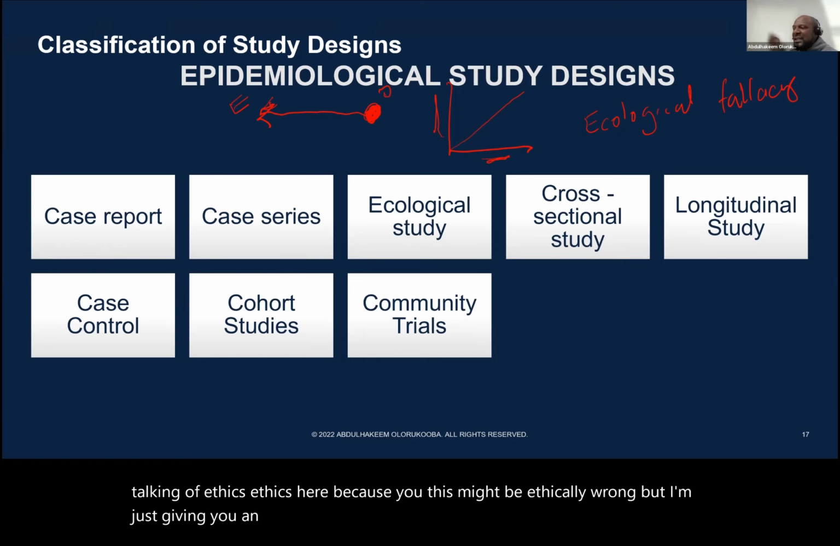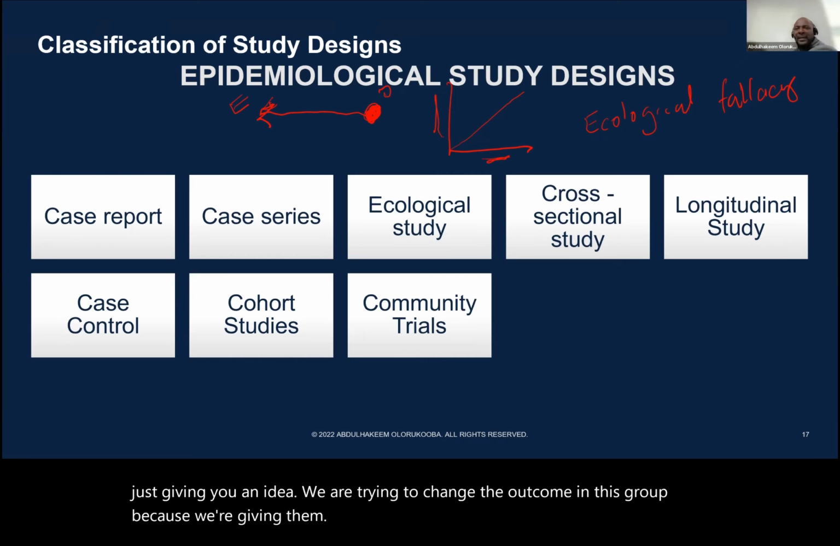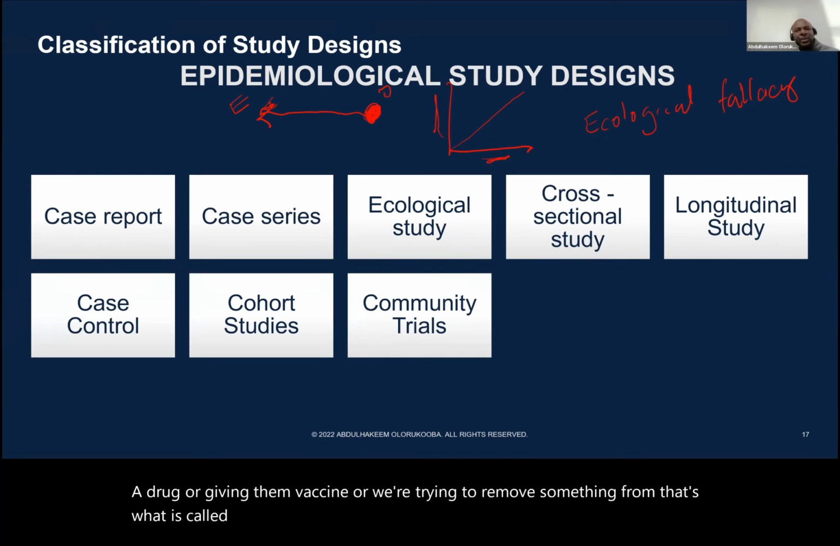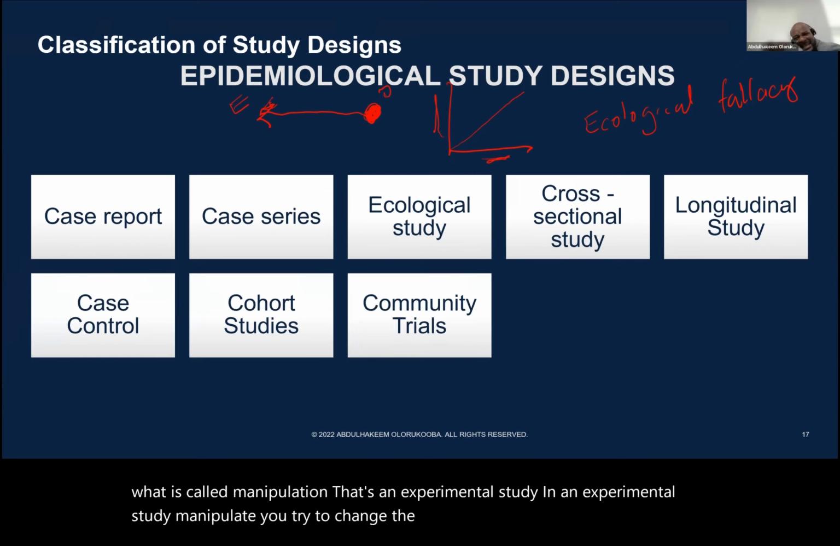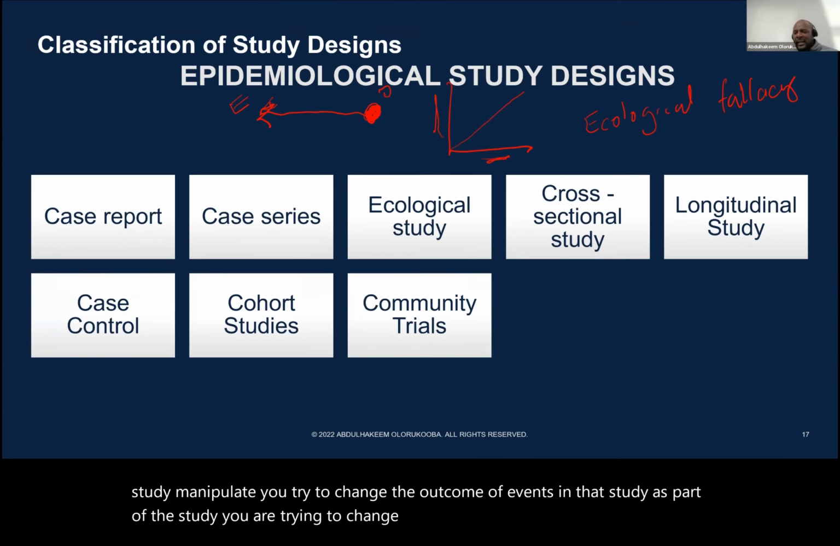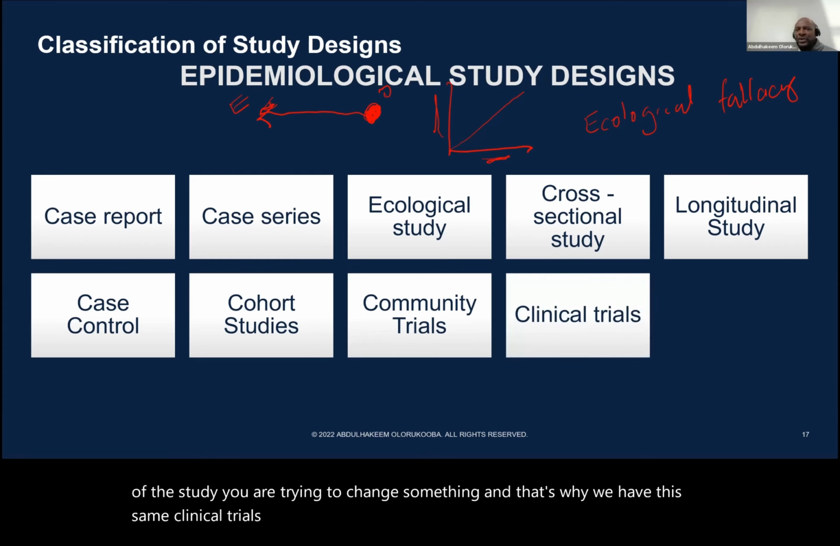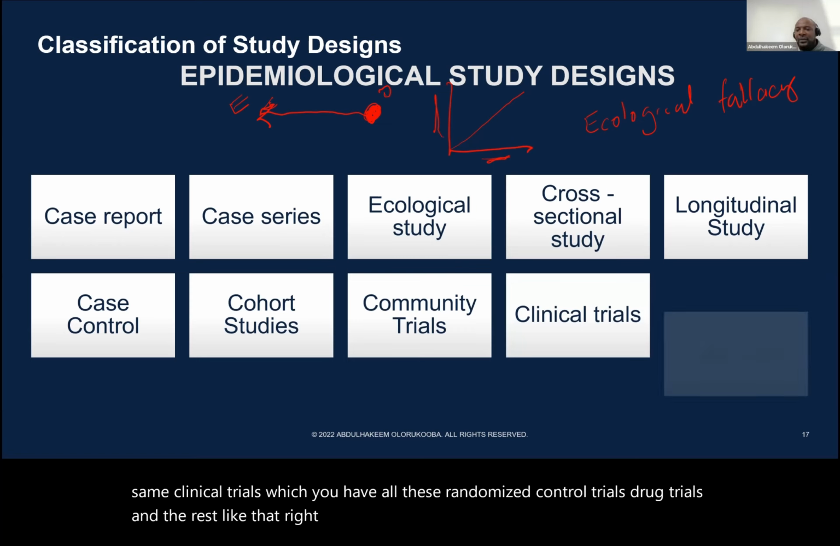We are trying to change the outcome in this group because we're giving them a drug, or we're giving them a vaccine, or we're trying to remove something. That's what is called manipulation. That's an experimental study. In an experimental study, you manipulate. You try to change the outcome of events. In that study, you are trying to change something, and that's where we have clinical trials, the randomized control trials, drug trials, and the rest, right? Everybody knows that very well, at least we're clinicians here.